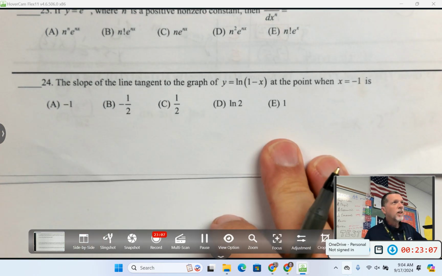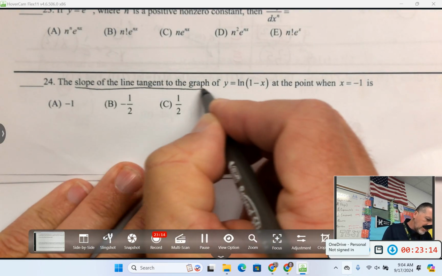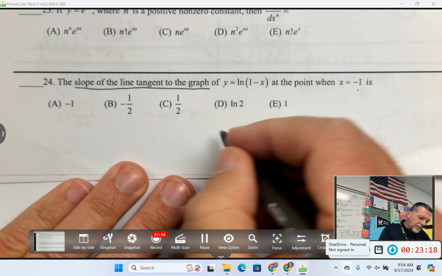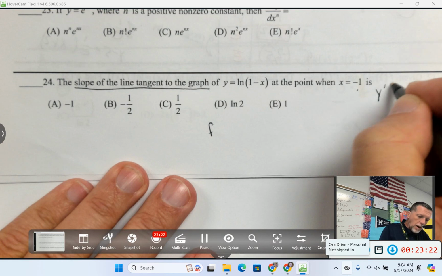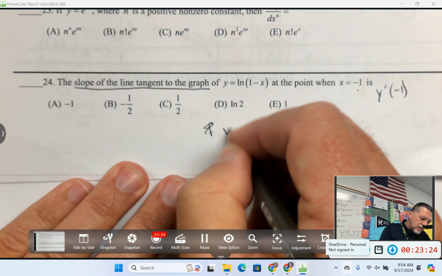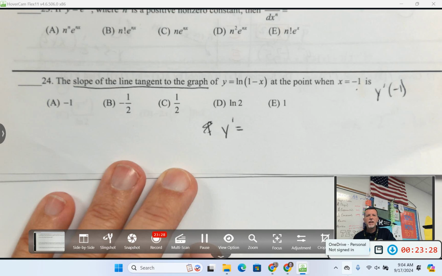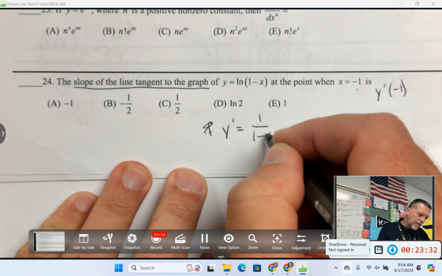Number 24. The slope of the line tangent to the graph. Slope of the line tangent to the graph. So the derivative when x is negative 1. So I need y prime at negative 1. So let's find y prime first. So that's 1 over 1 minus x.